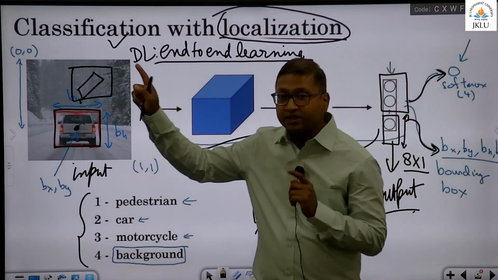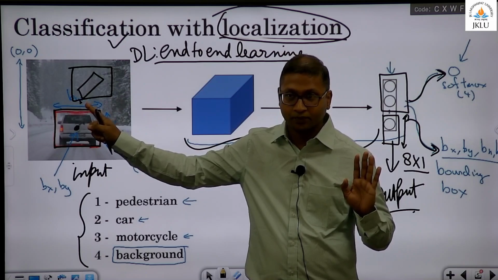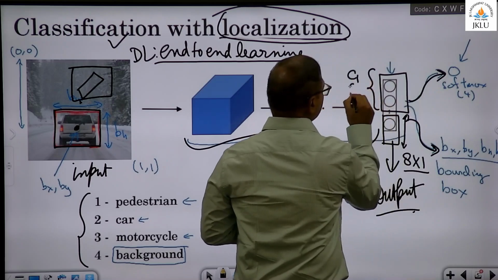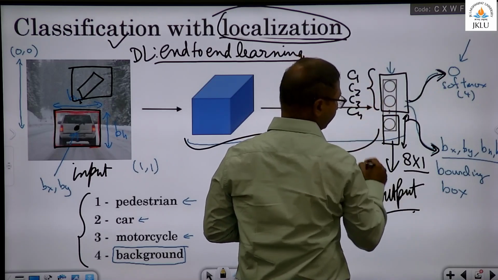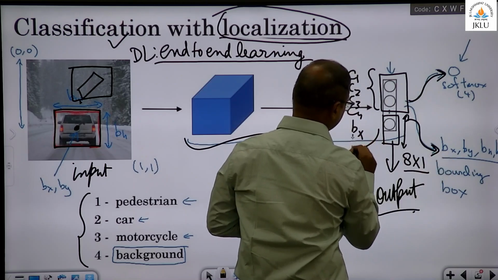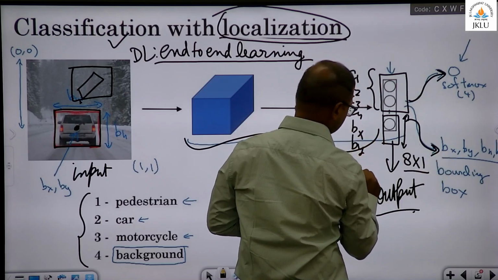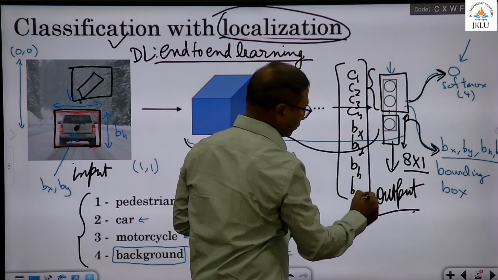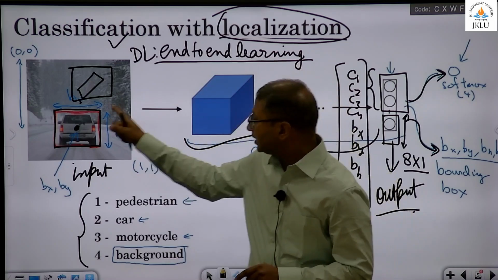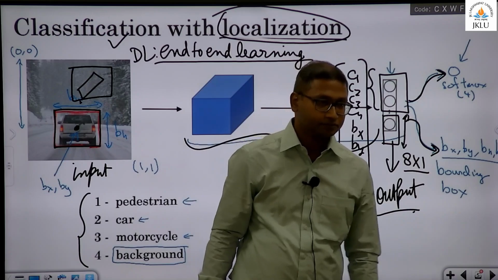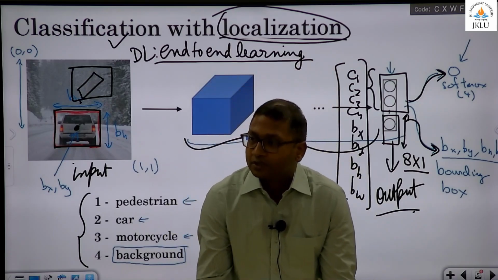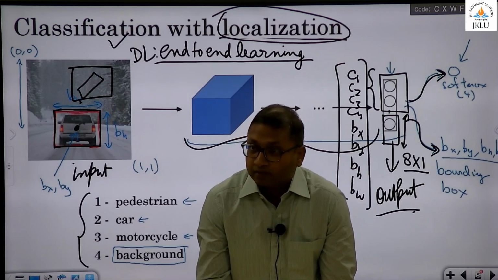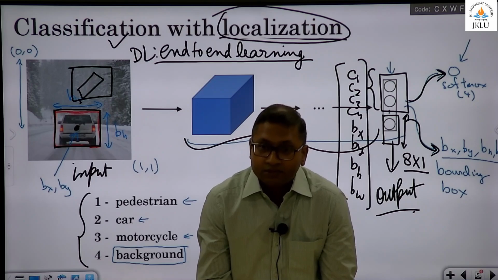So image is your input, and your output will be C1, C2, C3, C4, Bx, By, Bh, Bw. This is how your output vector will look like. So here no Bh, Bw per se. Yes, more questions? Ask as many questions as you can, because later this will help us.